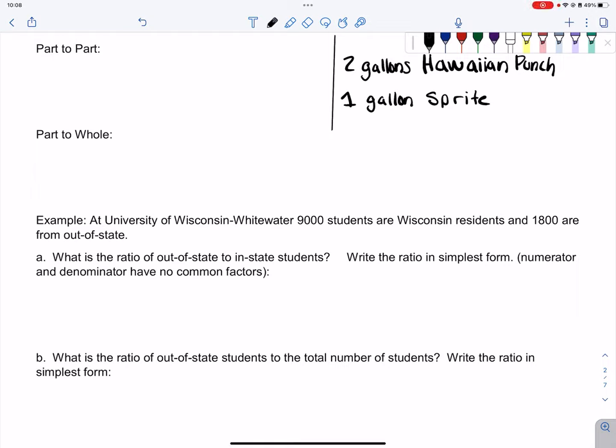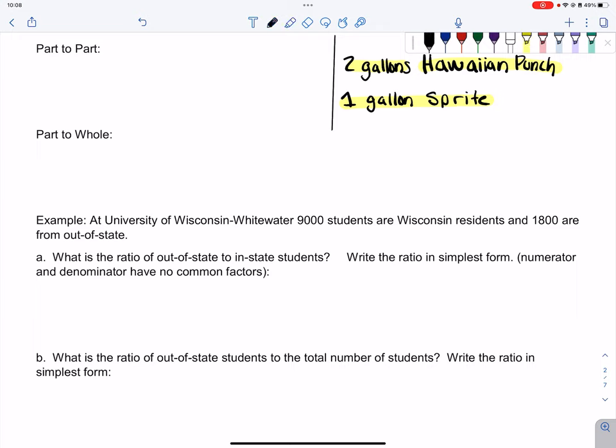Now we are going to compare part to part versus part to whole ratios. So in a setup here, we're going to imagine we are going to be combining 2 gallons of Hawaiian Punch with 1 gallon of Sprite to create sort of a carbonated punch that you might want to serve at like a party. A part to part ratio means that we are going to be comparing the ingredients to each other.